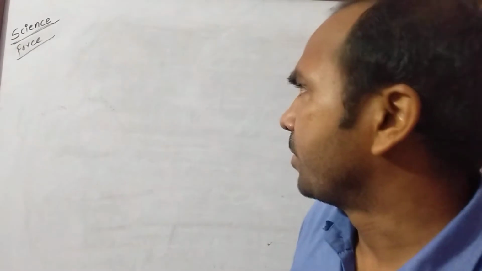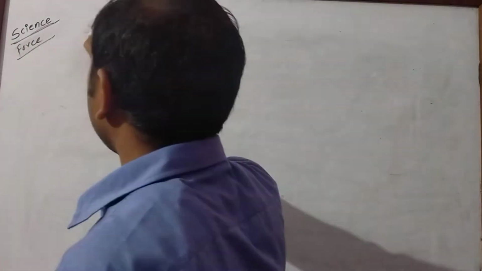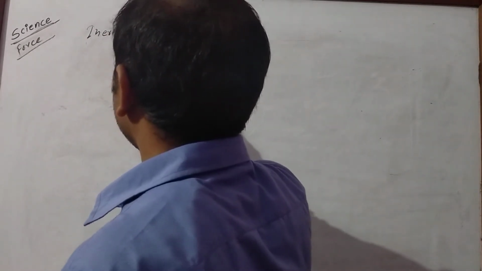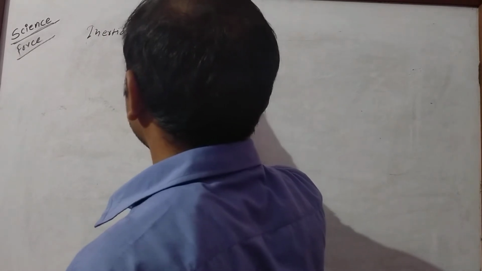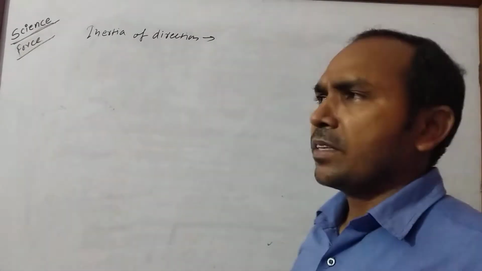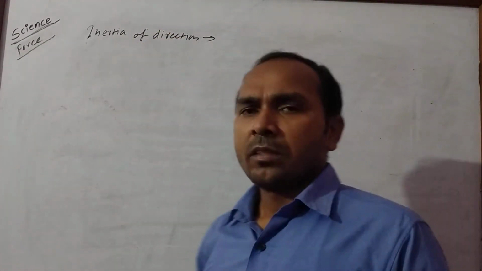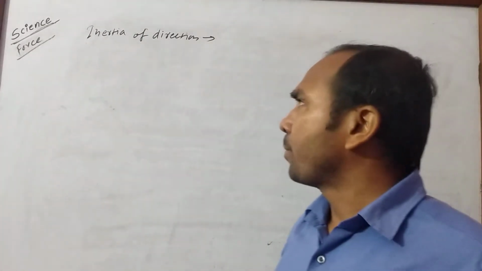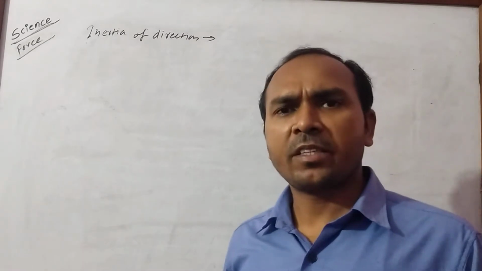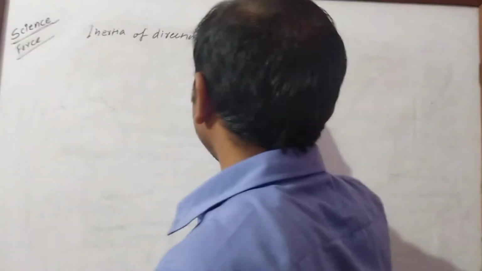In this lecture, I am going to discuss the inertia of direction. Inertia of direction means the property of a body due to which it is unable to change its direction unless an external force is applied on it.